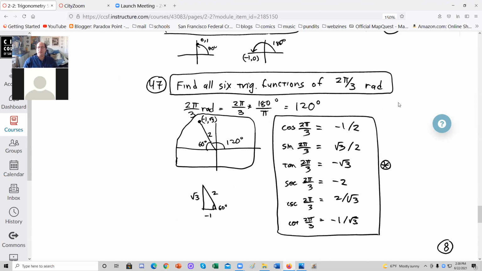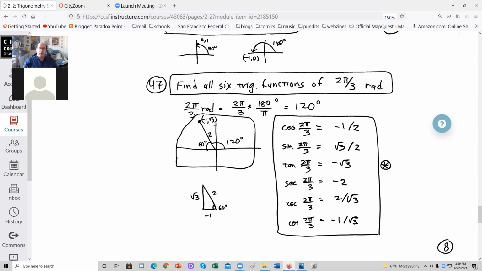Here they ask for the 6 trig functions of 2 pi over 3 radians. Now, if you work that out, that's 120 degrees. And so this angle is 60 degrees. So we'll draw a 30, 60, 90 triangle here with diagonal 2, the adjacent side -1 because it's in the second quadrant, the y value, the height, root 3. So this point is at -1 by root 3.